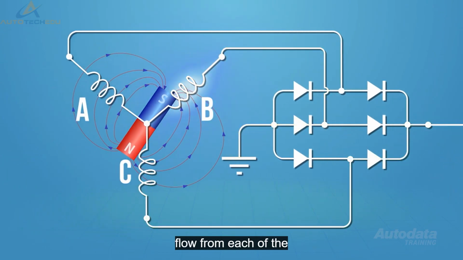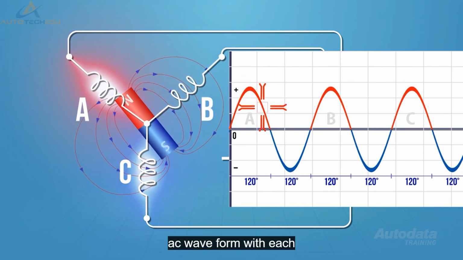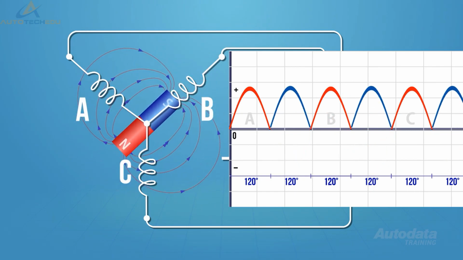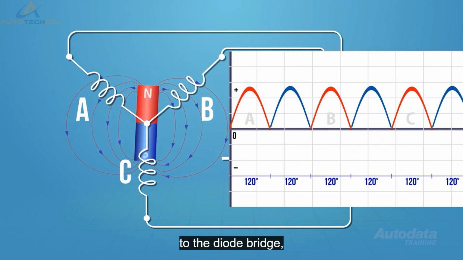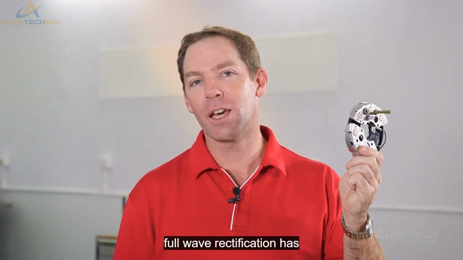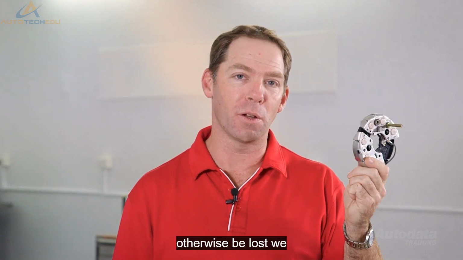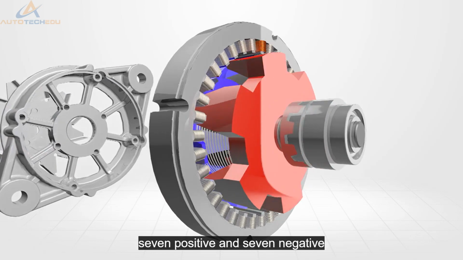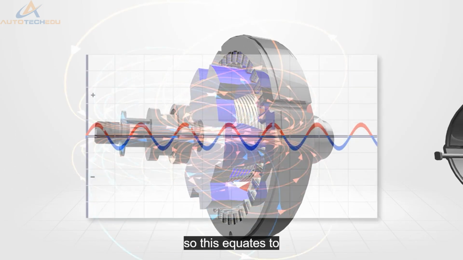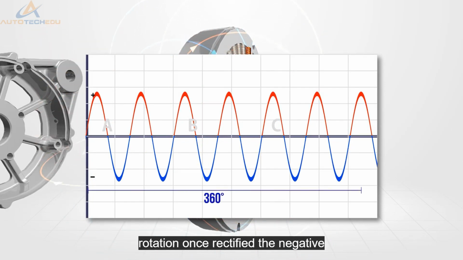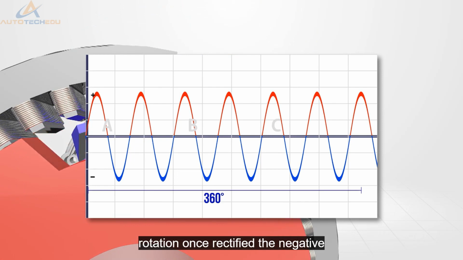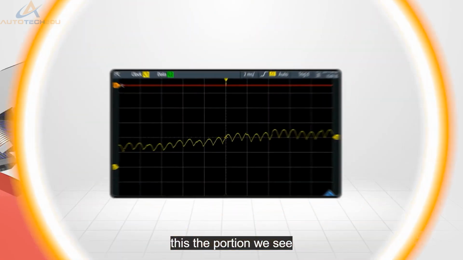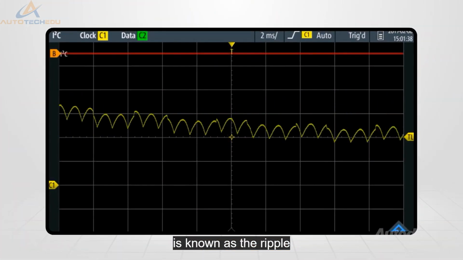If we look at current flow from each of the stator coils, we can see the familiar AC waveform with each signal separated by 120 degrees. But if we look at the waveform after rectification, we can see each negative cycle has been reversed due to the diode bridge. Full wave rectification has effectively recovered energy that would otherwise be lost. We should note that an alternator's rotor may have up to 14 poles, 7 positive and 7 negative. So this equates to 14 positive and negative cycles per stator leg per rotation. Once rectified, the negative portion of the cycle is reversed and captured, so the analogue DC signal at B positive looks like this. The portion we see on an oscilloscope is known as the ripple voltage.